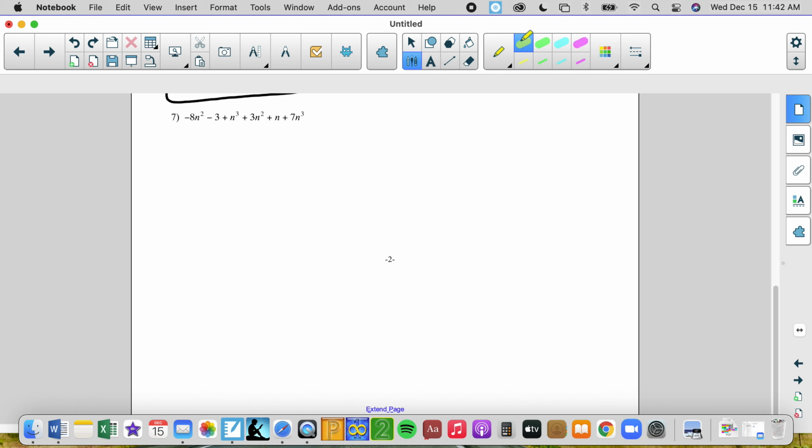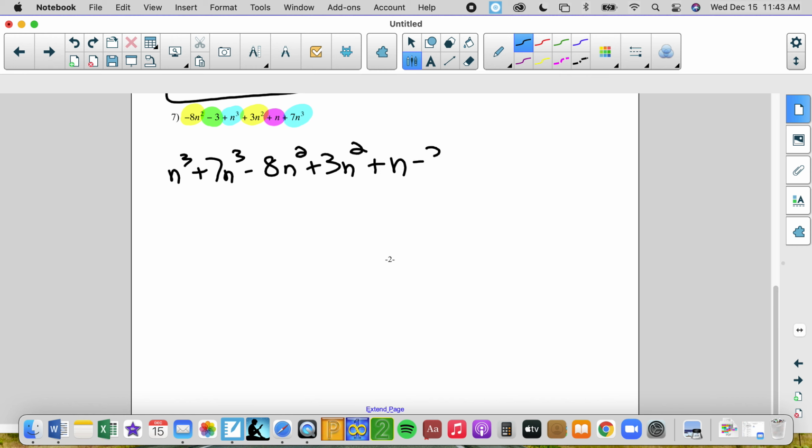Let's pair them up. I loved all the highlighter. We have n squared, n squared. We have a constant. The constant doesn't have a pair. We have n to the third, n to the third, and then we have n to the first. So let's start with them. Biggest exponent, n to the third plus 7n to the third. We have negative 8n squared, positive 3n squared. We have an n and a negative 3. No partners for them. No soup for you.